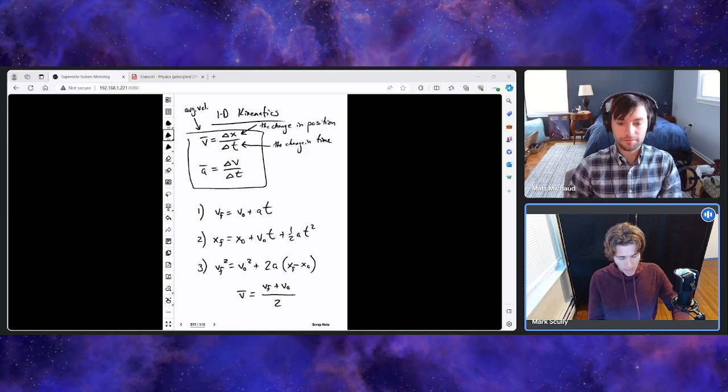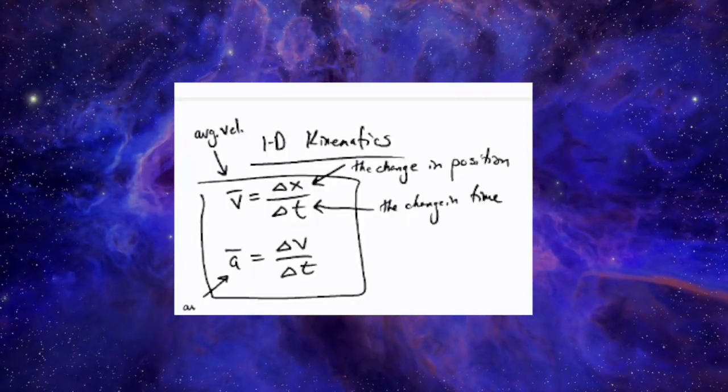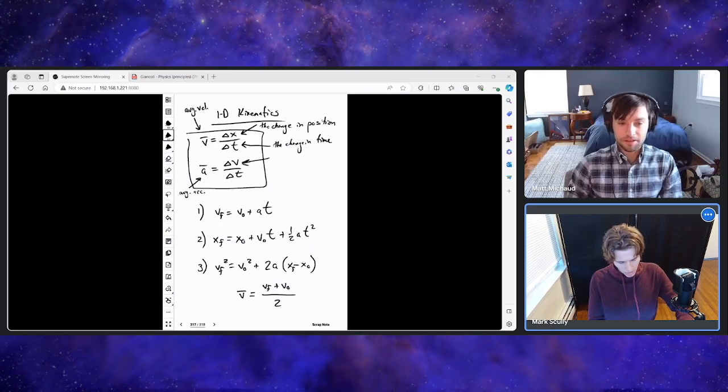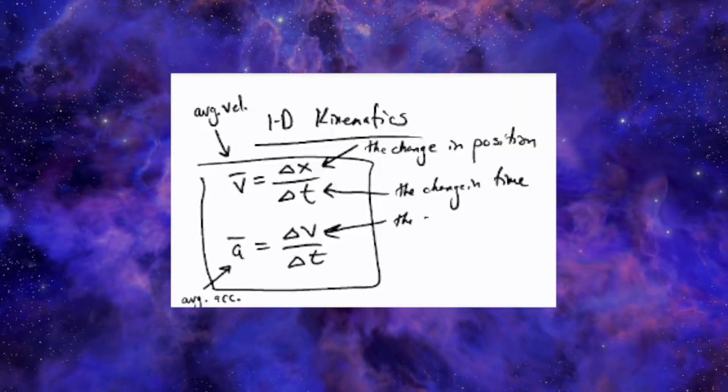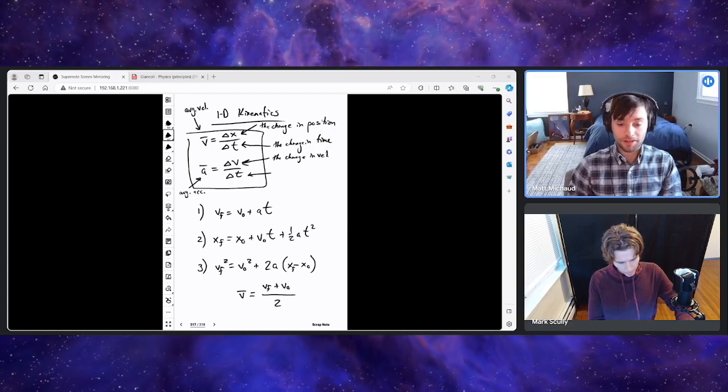Nice. What is this a with a line over it? That would be average acceleration. Nice. Delta v would be the change in velocity, right? And delta t again? And delta t would be the change in time.